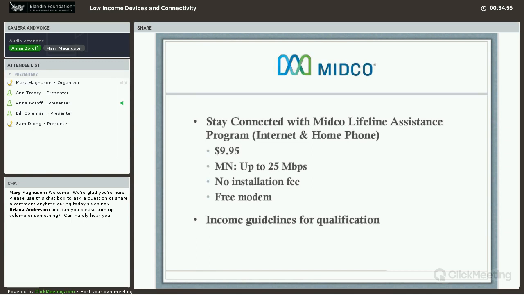They do have quite a bit broader qualifications, income verifications, those sorts of things. So I'd really go on the website and look at the application. It's similar to free or reduced cost lunches, but they have quite a few other things on the application that might make some folks qualified. Theirs is $9.95 a month. It includes that free wireless in-home modem, and their installation is free too.